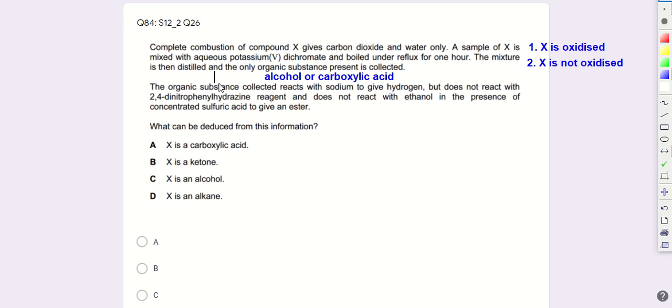This organic substance collected does not react with 2,4-DNPH. 2,4-DNPH is a reagent used to test the presence of carbonyl group. Since they say it does not react with 2,4-DNPH, we know the organic substance collected is not aldehyde, and not ketone.